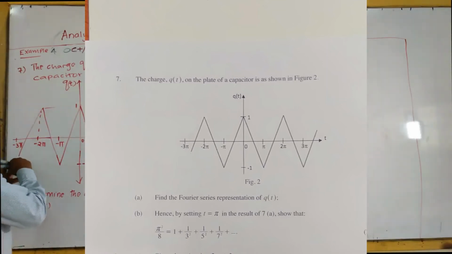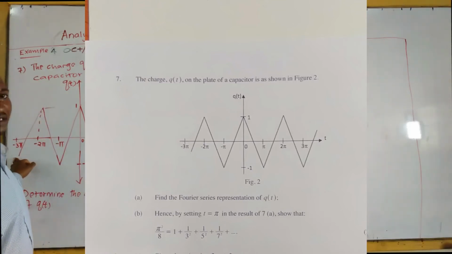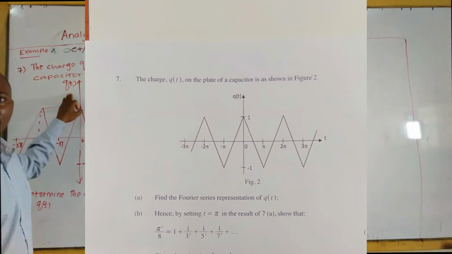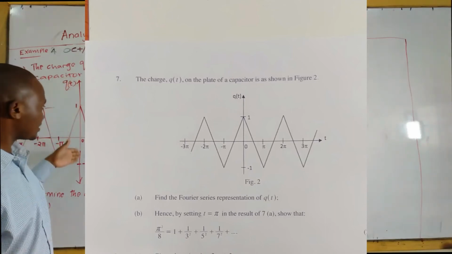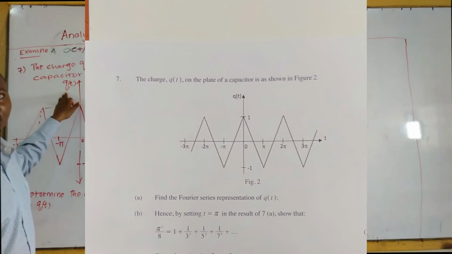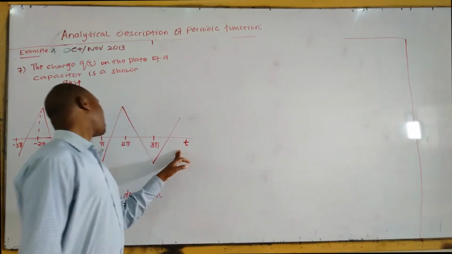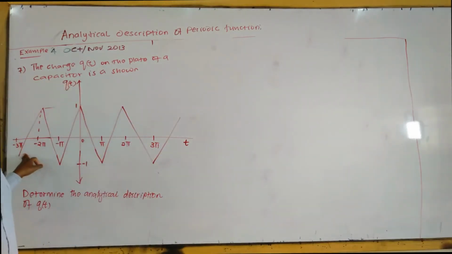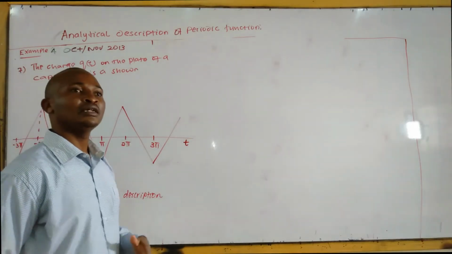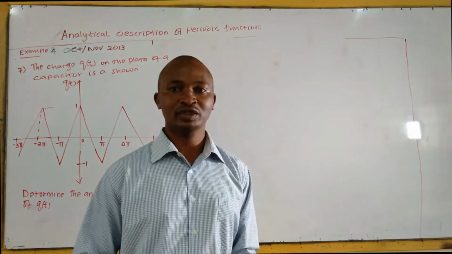The function you have here shows the charge on the plates of a capacitor and it is periodic with time. This axis, the dependent axis, is charge, which is a function of time, and the independent axis is time. When you are doing your analytical description of the function, you should take a range of 2 pi radians, but you can start it at any point.